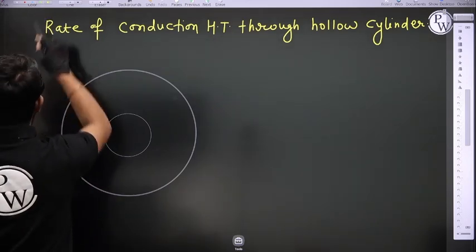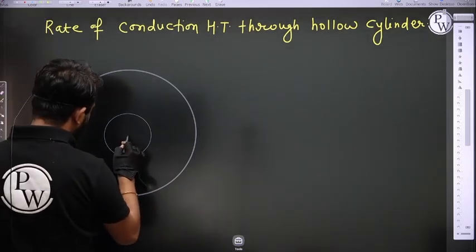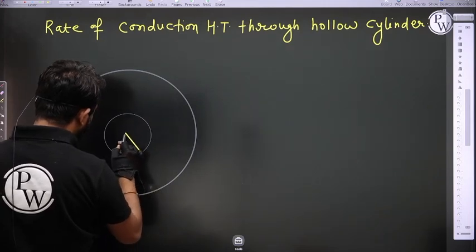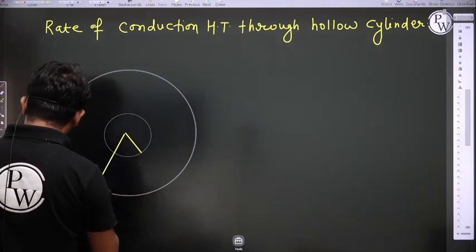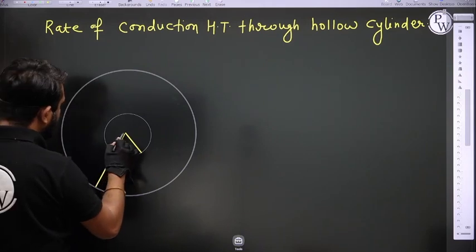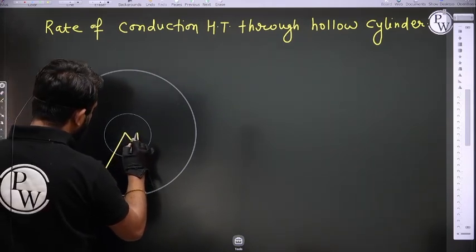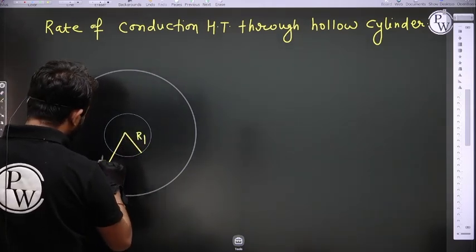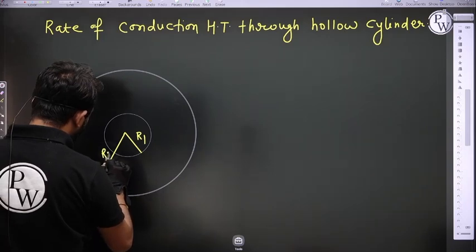So this is the radius R1. This is the radius R2. This is radius R1 and this is radius R2.